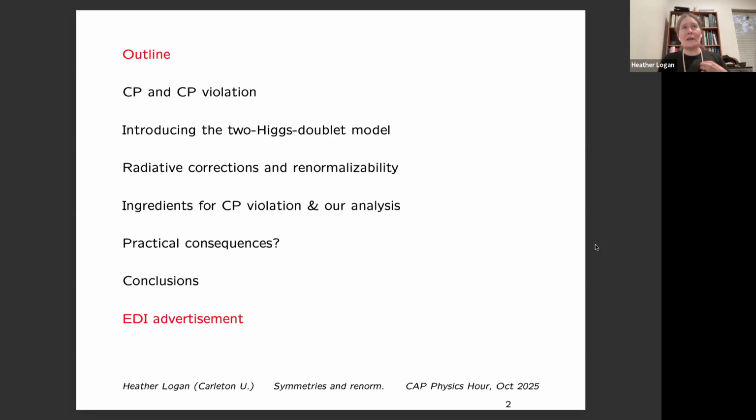I'm mostly going to talk then about CP violation in the two Higgs doublet model and how that seeps in from the known CP violation within the standard model. I'll have one slide on practical consequences. The question mark should maybe tell you something here. And then I'll conclude. And at the very end, I have a single slide on a resource that I've produced for some inclusion related things.